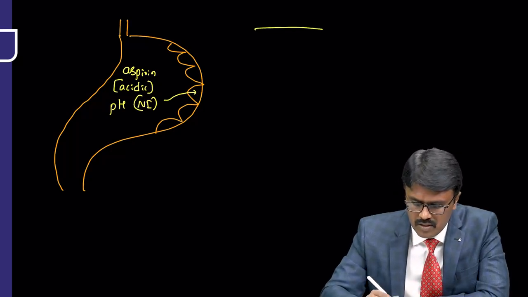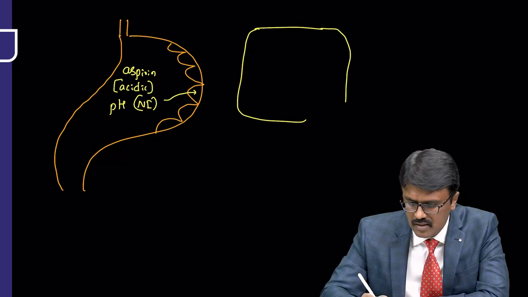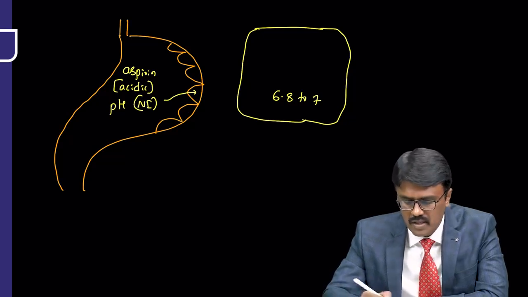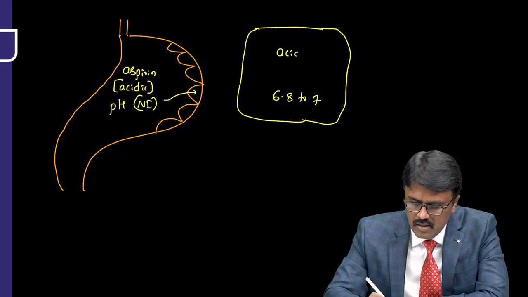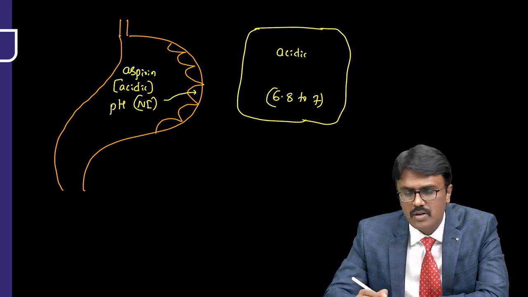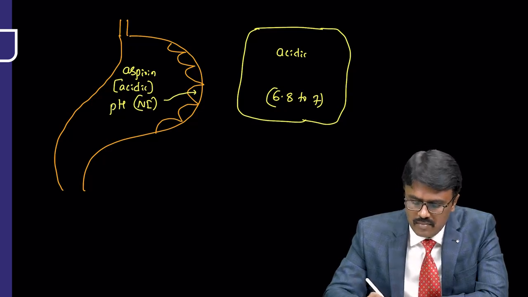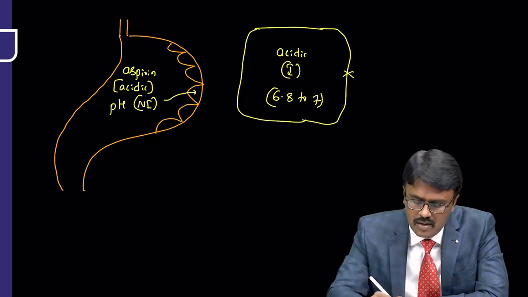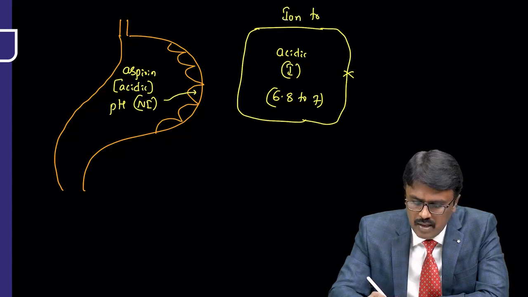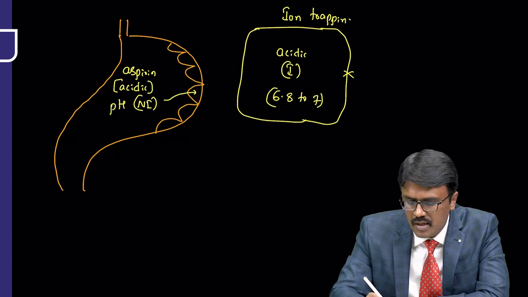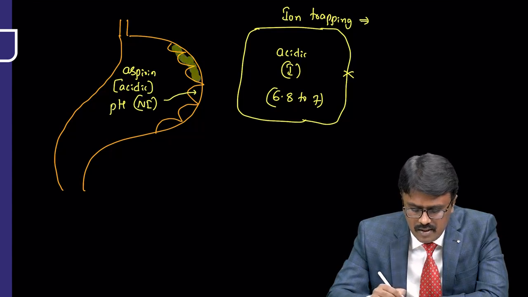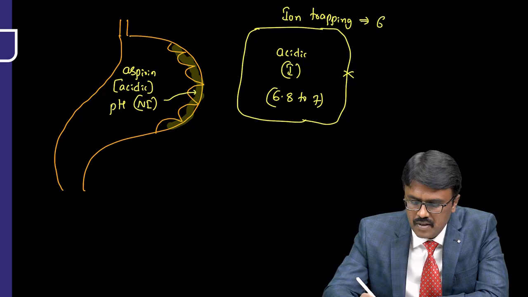Now what happens when it moves into the cell? Inside the cell, the pH is around 6.8. So comparatively, the pH has risen. When you place an acidic drug in a basic environment, 6.8 to 7, the drug will become ionized. When it becomes ionized, it cannot go out of the cell. So the drug will be trapped inside. That is called ion trapping. The reason we are worried about ion trapping is that the drug stays inside the gastric epithelium and that will lead to a higher risk of gastritis.